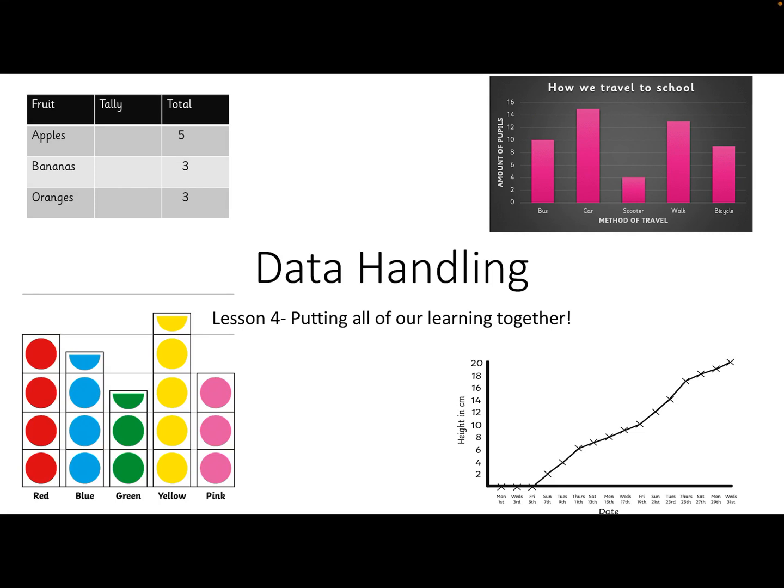Welcome to our final lesson of data handling. And this is where we're going to put everything we have learned together.